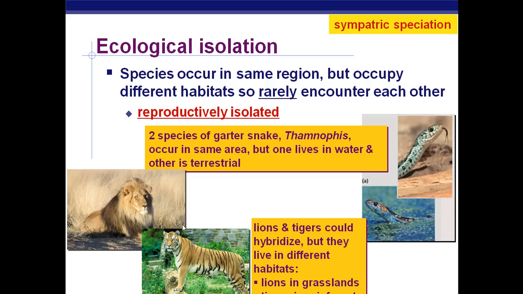Now lions and tigers can hybridize, but if we leave them alone, they live in separate habitats. Lions in grasslands, tigers in the rainforest, and so they don't really come into contact with one another. But as many of you know, they have been hybridized by humans. We create ligers and tigons, but they're not always very reproductively successful. Now these would be examples of sympatric speciation, where they're actually in the same area, but they may be active in different portions of that habitat, so that they don't really come into contact. Therefore it's sympatric speciation, because they're in the same country, if you will.